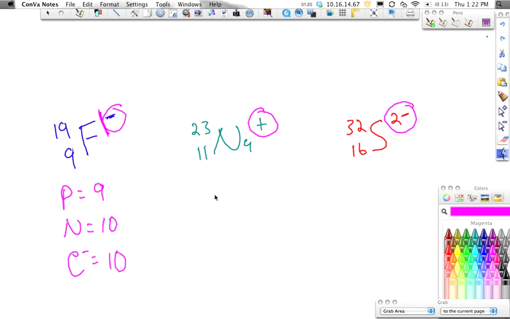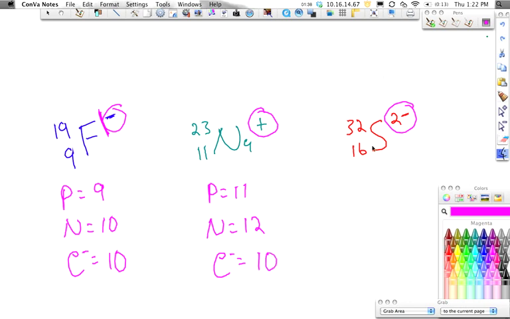In sodium, we see that the protons are going to be 11. Our neutrons are going to be 23 minus 11, which is 12. And then we apply the opposite of the charge to the atomic number. So what's the opposite of +1? Well, it's going to be -1. So 11 minus 1 is 10.